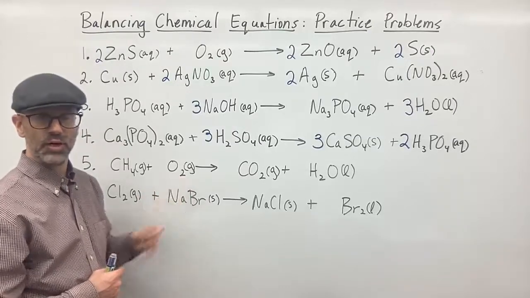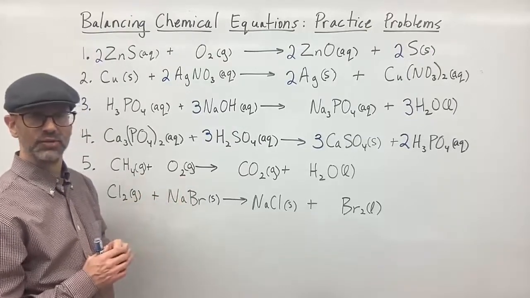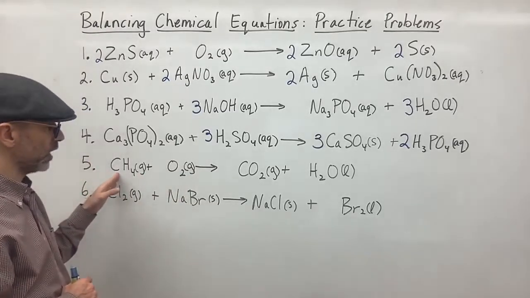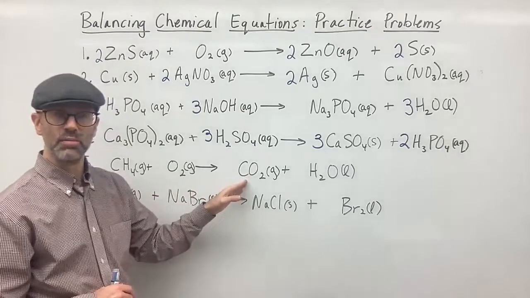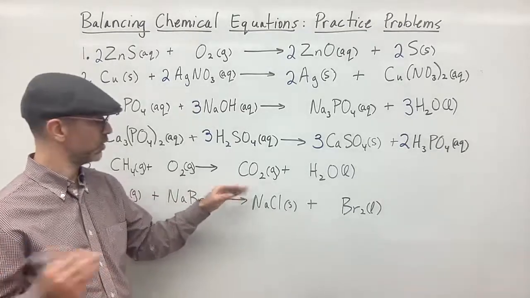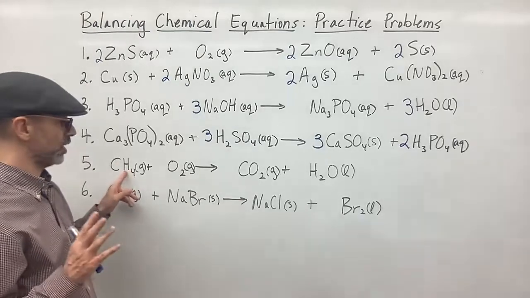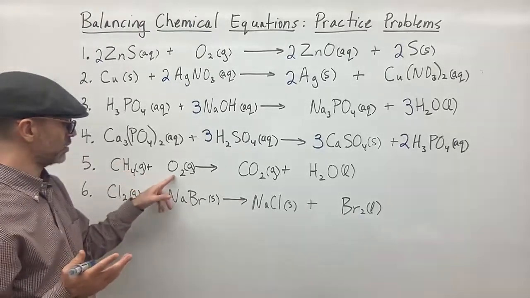So in this case, we're going to leave oxygen for last. Carbon: I have 1 carbon here, and I have 1 carbon there. So carbon is balanced. Don't need to do anything yet. Next, the only 2 I have left are hydrogen and oxygen. I'm going to leave oxygen last.